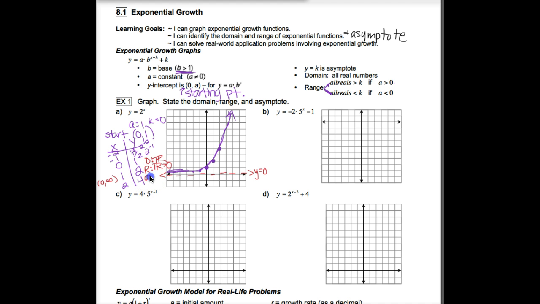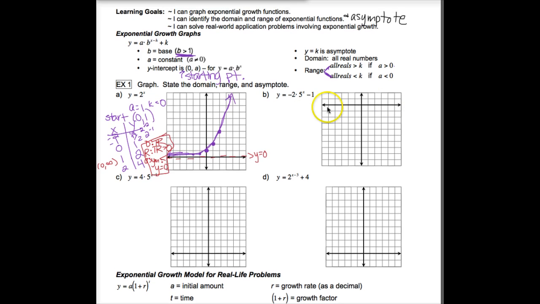The asymptote, again, we already said is y equals 0. So state the domain, the range, and the asymptote. Got those all on there. So now let's look at B. -2 times 5 to the x minus 1. Here I've got some changes.